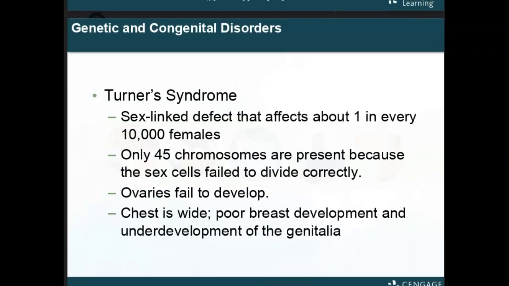Turner syndrome is a sex-linked defect that affects about 1 in every 10,000 females. Only 45 chromosomes are present because the sex cells fail to divide correctly. Ovaries fail to develop, the chest is wide, there is poor breast development, and underdevelopment of genitalia.